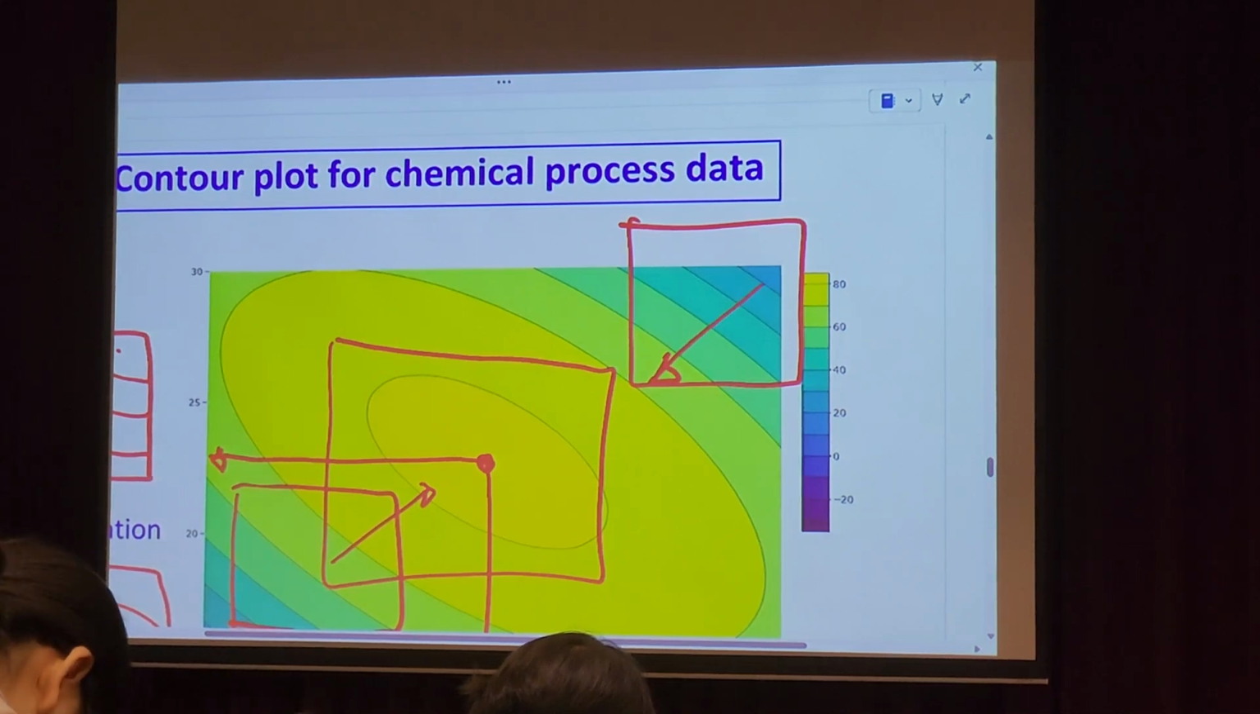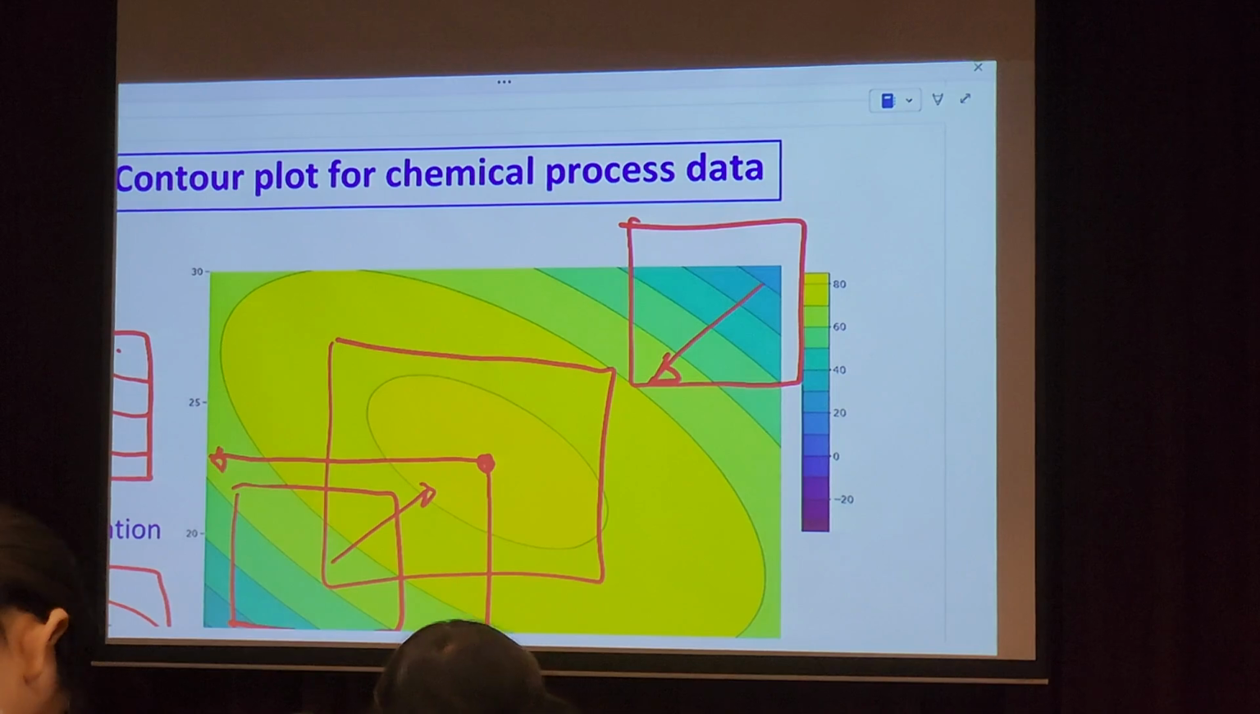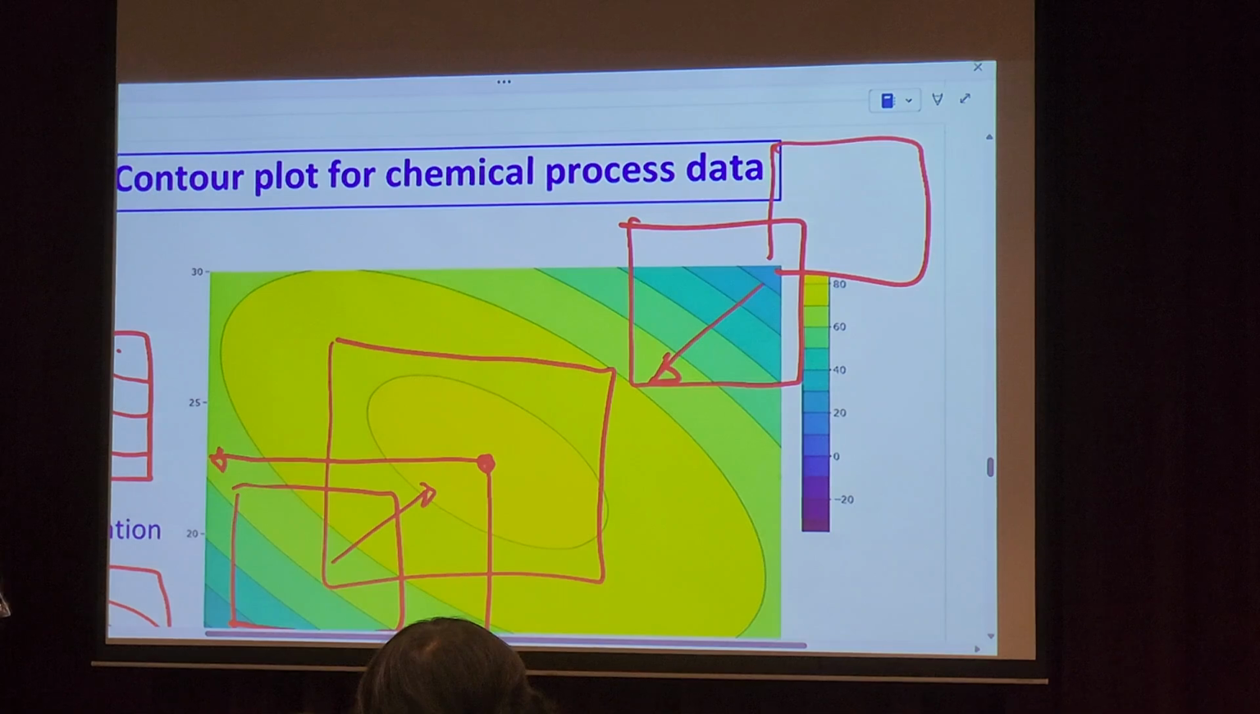When you take the course response surface methodology, they will discuss how you move to the next set of experiments. You're not going to move to this side, right? You move to this side, you see this.